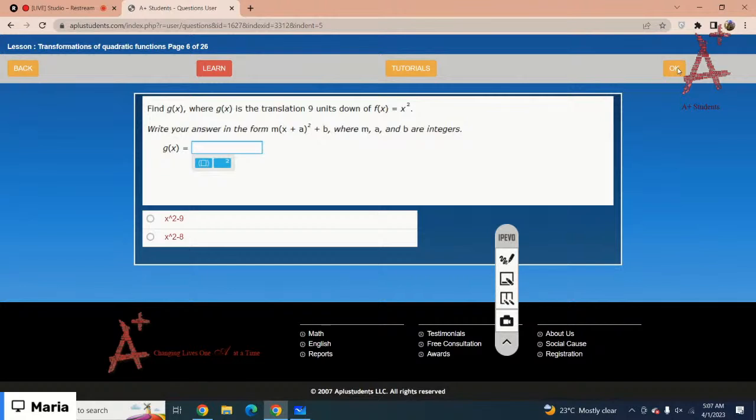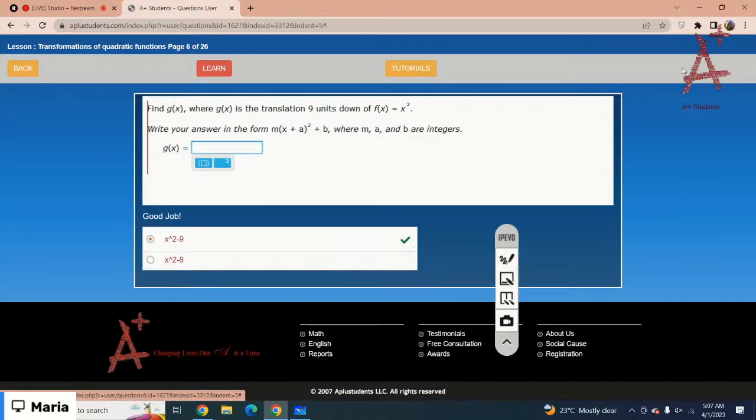Okay, the next one is find g of x, where g of x is the translation 9 units down. So the translation is 9 units down. That means you have to subtract now. So it would be x squared minus 9. Option number 1 is the correct option. It would be f of x equals x squared minus 9. Option number 1 is the correct option.